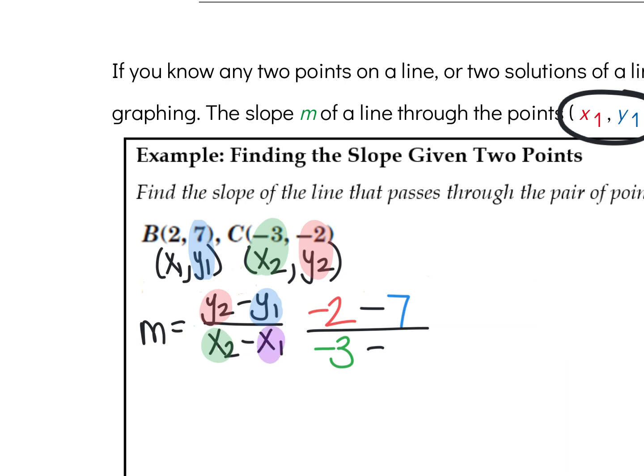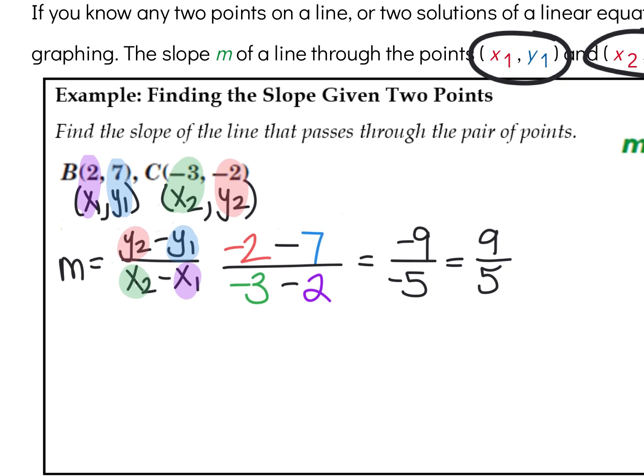So the x value for my first point is 2. Then all you have to do is simplify this. I would use your calculator just to be extra careful with the negatives and do the top first and then the bottom. So on the top, -2 minus 7 is -9. On the bottom, -3 minus 2 is -5. A negative divided by a negative we know is positive, so I can make this 9/5.